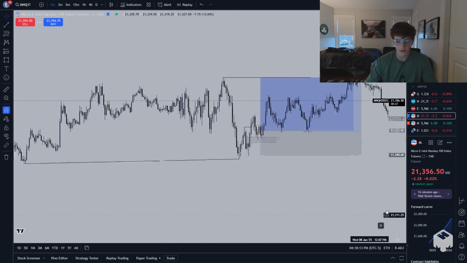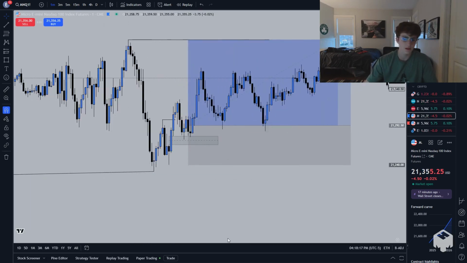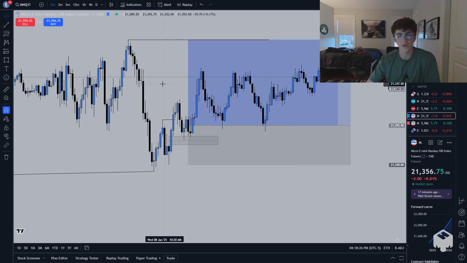The 1 minute looks very clean. If you understand the 2022 model, this is just very clean. The break and then the fair value gap, it's beautiful. So yeah, I think I won around 1.9% or something. So it was a good trade.